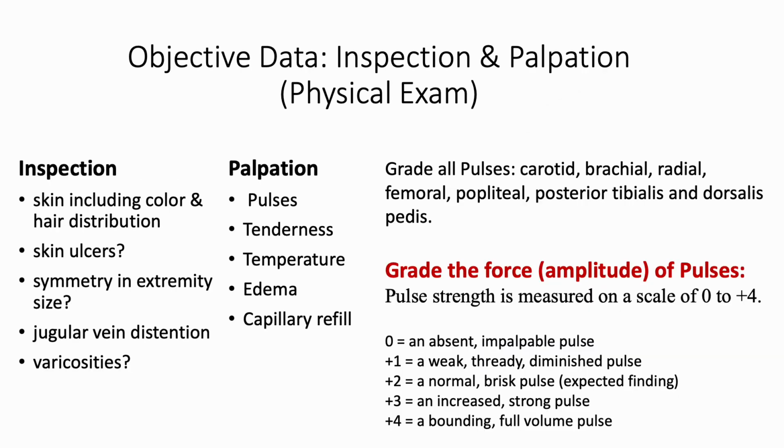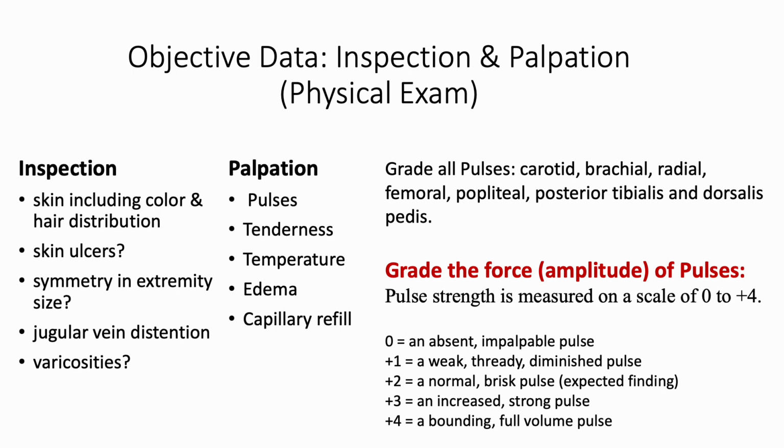So you're going to inspect and palpate. You're inspecting skin, hair distribution. You're looking for any visible breaks in the skin, masses, lesions, scars, discoloration, any skin ulcers. Do the arms and legs look symmetric in size? Right? Usually about a centimeter difference is okay, but more than that, it would be considered abnormal. Looking for jugular vein distension, and noting any varicosities or varicose veins.